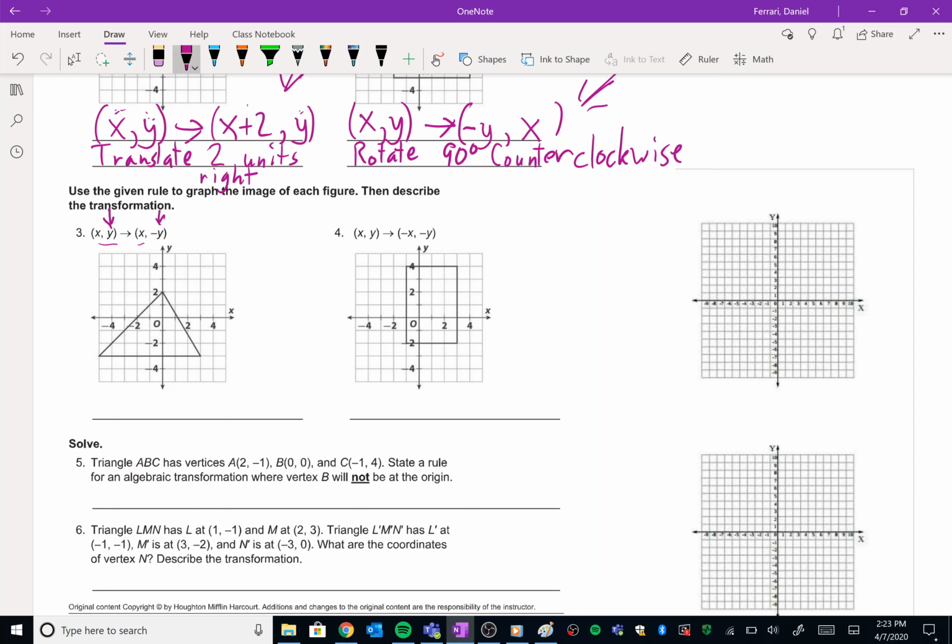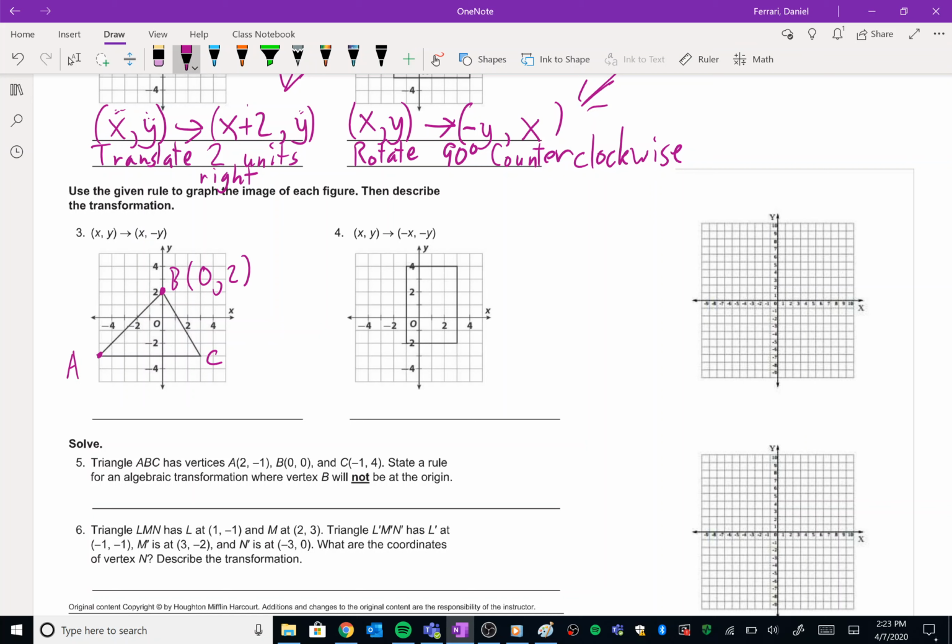Okay, so let's take a look at one of these coordinates and see what we have. So, for example, this point. I'm going to label these with letters real quick just to make my life a little bit easier. So A, B, and C. So let's start with point B. Point B has the coordinates 0, 2.